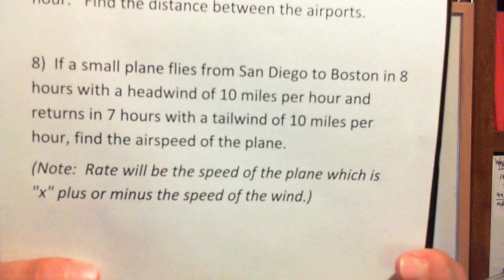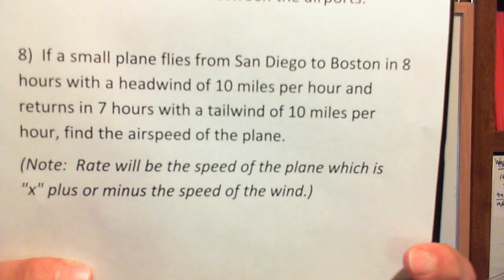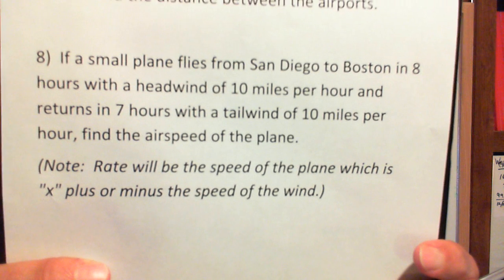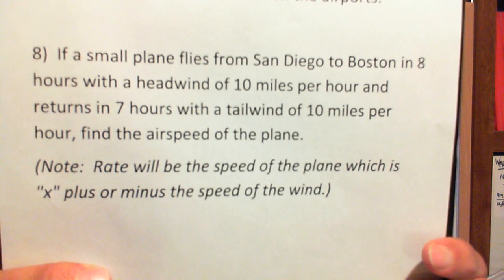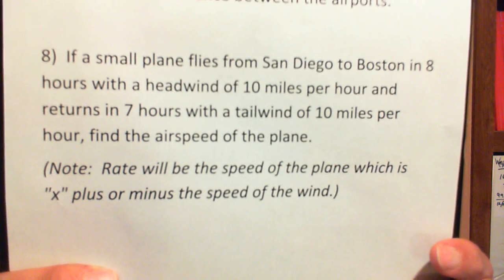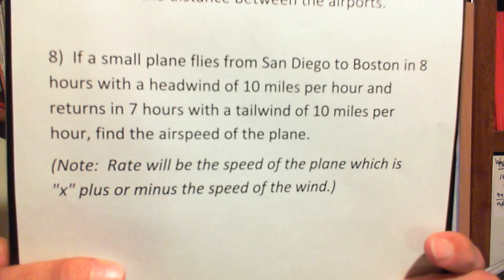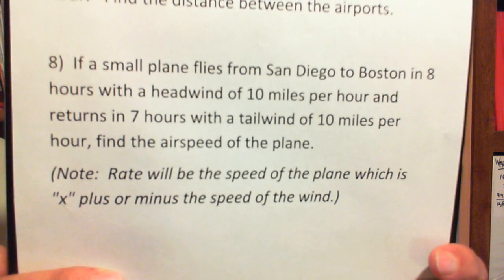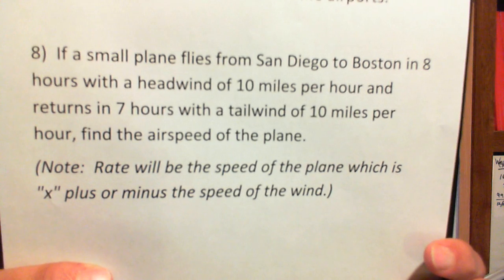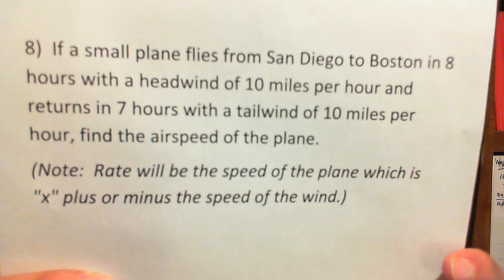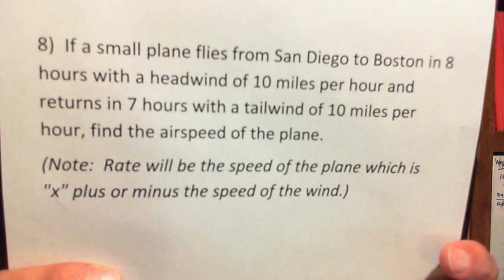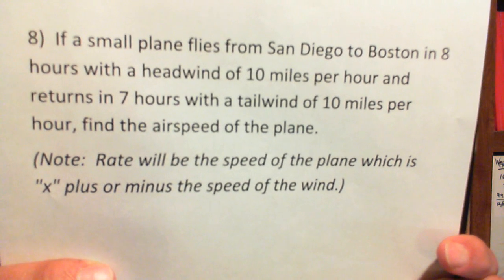Okay. If a small plane flies from San Diego to Boston in 8 hours with a headwind of 10 miles per hour, returns in 7 hours with a tailwind of 10 miles per hour, find the airspeed of the plane. Rate will be the speed of the plane, which is x plus or minus the speed of the wind. Okay, well you guys know that by now, right?